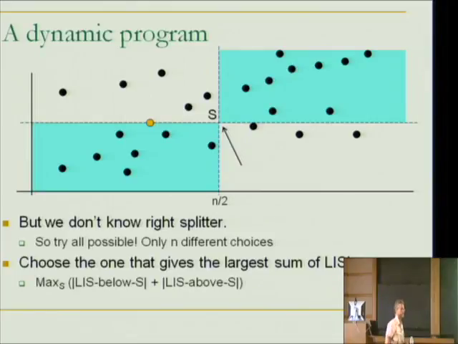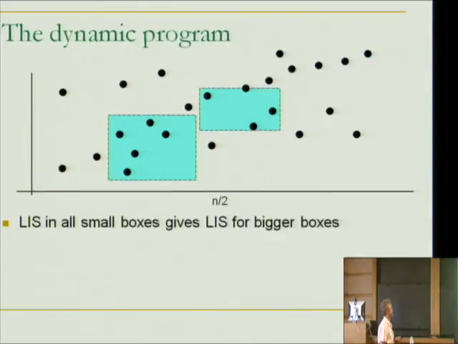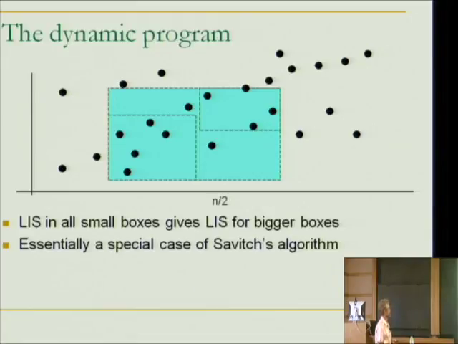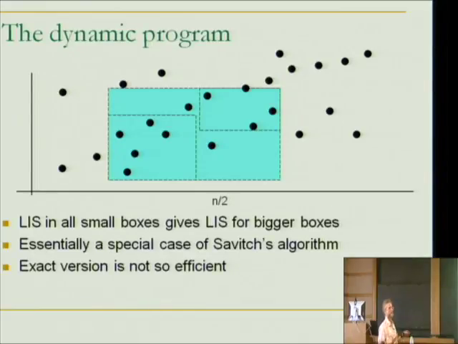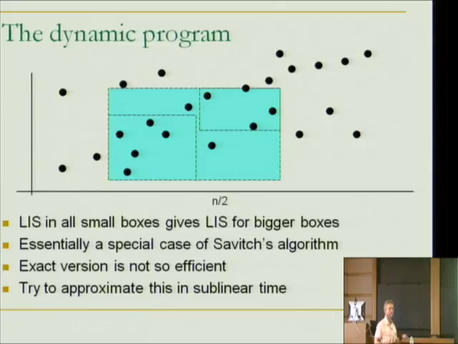Of course, then you have to solve the LIS problem on these smaller boxes. But what that means is that you can build things up by computing the boxes. If you look at this from the recursive point of view, this looks like Savage's algorithm for directed ST connectivity in small space, for those of you who know it. But we're not trying to do this in small space. It's not the best dynamic program, but it's a conceptualization that we want to try to approximate in sublinear time. So that's one idea: to try to mimic this dynamic program.